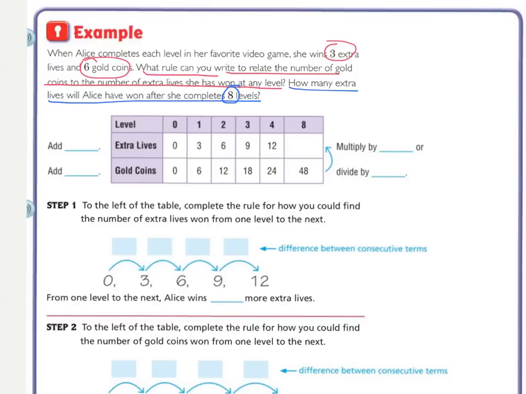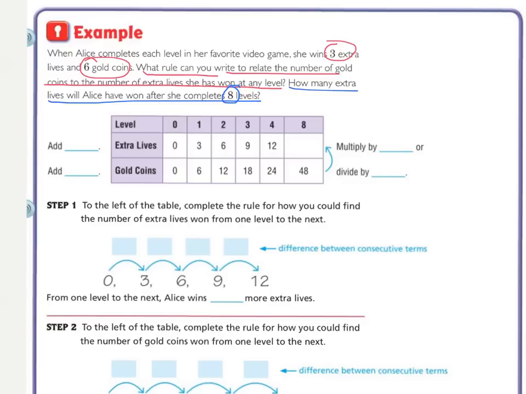Okay, so you should have underlined, what rule can you write for relating gold coins to extra lives? That's the first one you're being asked to find, and for that one, the important information is the 3 extra lives and the 6 gold coins. Then you're asked a second question. So to get full credit for this, you would have to have answered both questions. So how many extra lives will she have won after 8 levels? So I circled 8 also. So first, let's answer the first question.